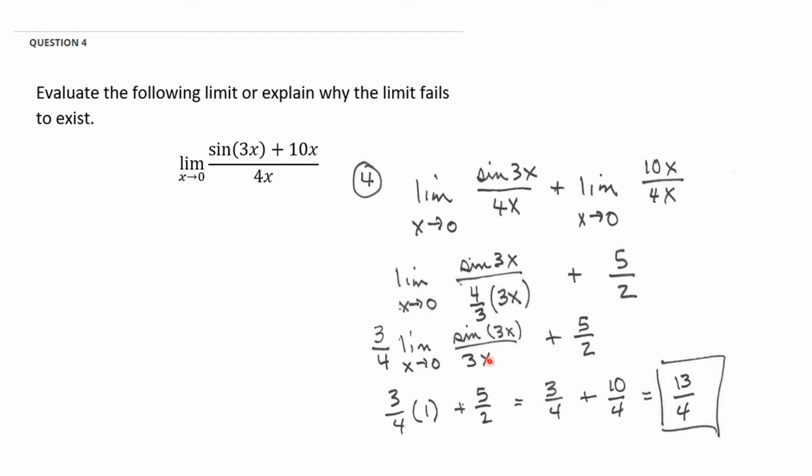And then you have sine of 3x over 3x. And as x goes to 0, 3x goes to 0, so you know this first one's going to be 1. So you have 3/4 times 1. Over here, you don't plug in 0, but when you're going to 0, you're going to have 5 over 2 because the common factor will cancel. So you have 3/4 plus 5 over 2, which is going to be 13 over 4.